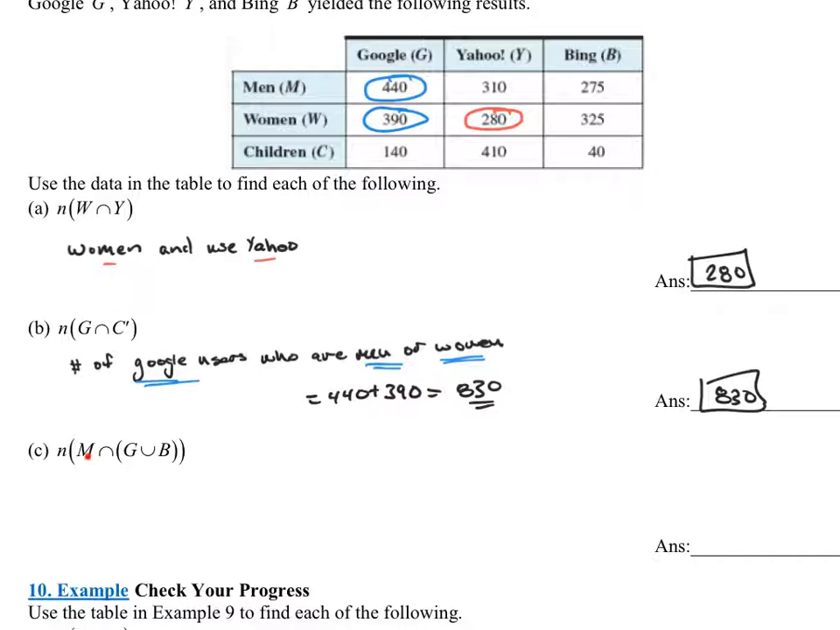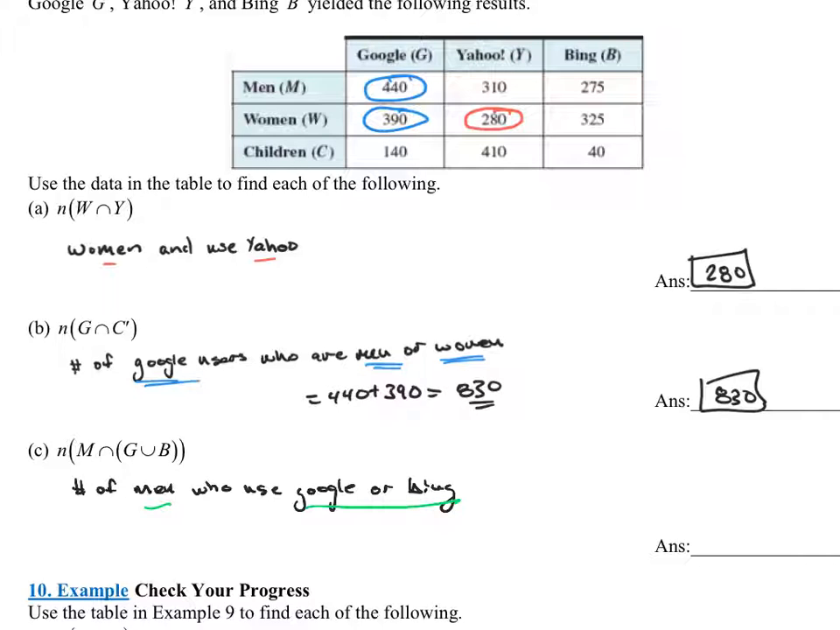Let's see this. The number of M, M stands for men, intersection, and then we have G, which means use Google, union, which means or, and then B, which means use Bing. So it's how many men use Google or Bing? So the number of men who use Google or Bing. I'll do this one in green.